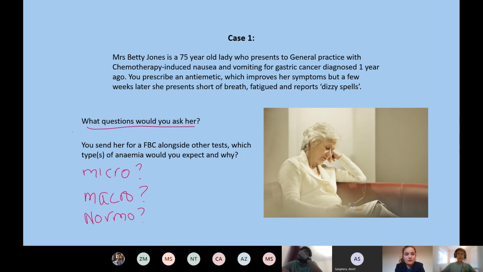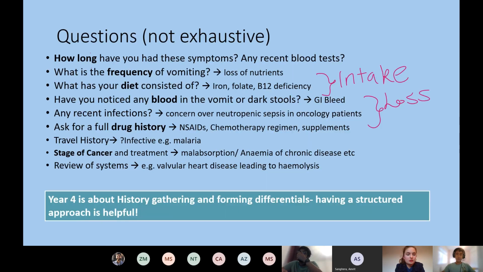So I've got some example questions, and I'd say follow your structure so you don't miss stuff. But just generally, you're asking how long this has been going on for, the frequency of the vomiting, the frequency of the symptoms. Diet, because you're wanting to check intake. You're wanting to ask her about a gastrointestinal bleed in case she's had that, because she's got that gastric cancer. Drug history is really good.